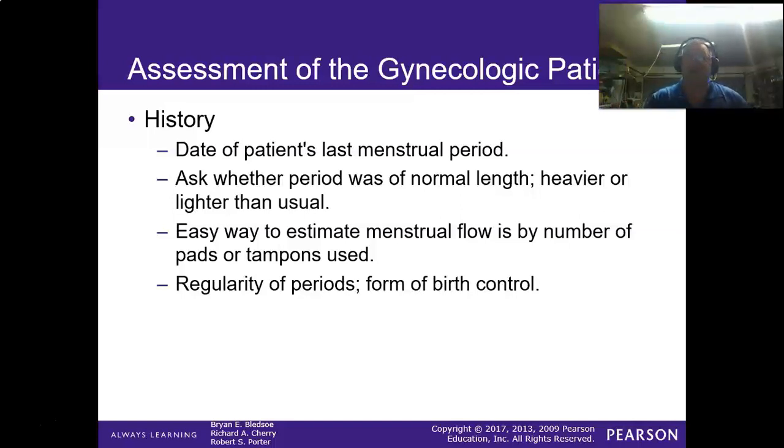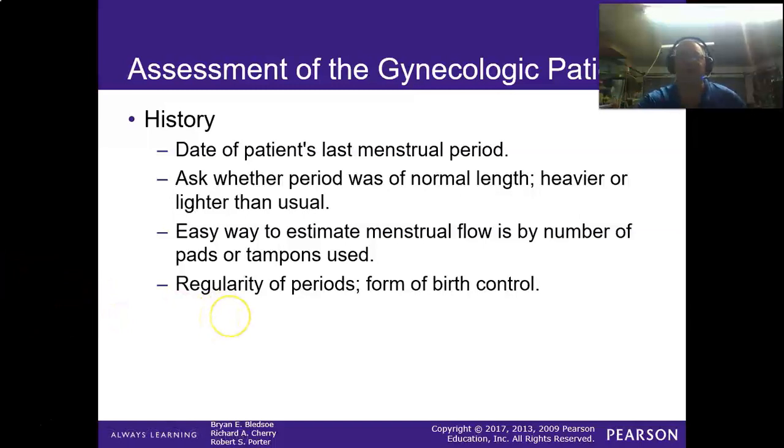You need to make sure you get their last menstrual period and ask if it was normal, heavier, or lighter than usual. We kind of talked about this a little bit earlier. And are you on birth control? Because birth control was used to help maintain regularity of periods in certain women. So you have to understand that. Also, an easy way to gauge menstrual flow is the number of tampons that they used or the number of pads that they've gone through. Okay.